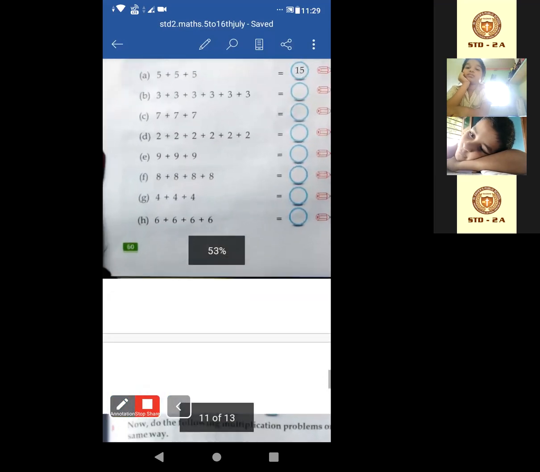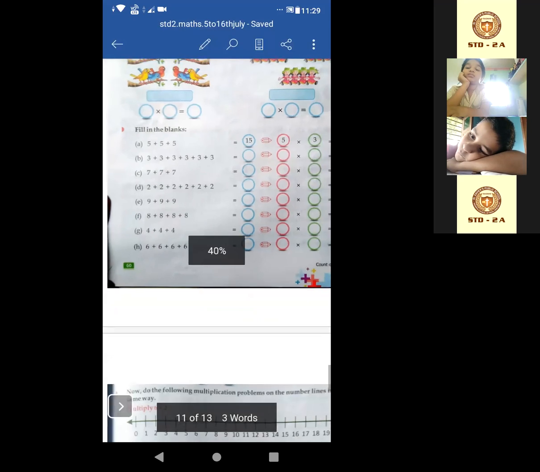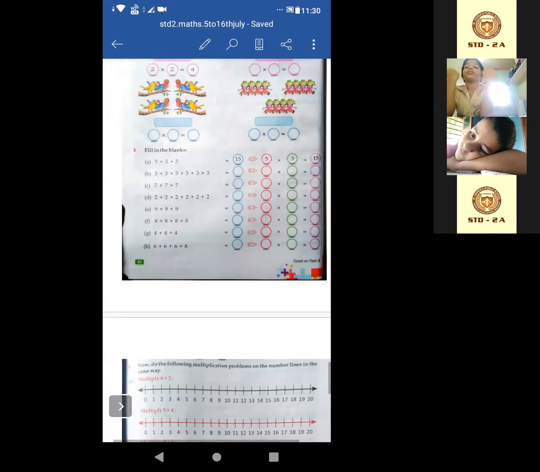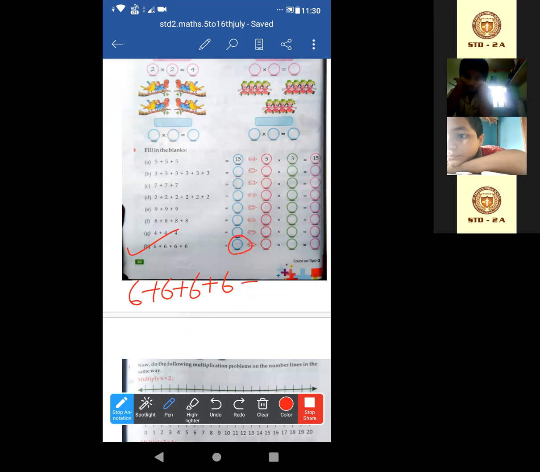Look at this. From the last one I am doing. It is given 6 plus 6 plus 6 plus 6. In the first box, what will be the answer? 24. 6 plus 6, 12 plus 6, 18 plus 6, 24. So write this.